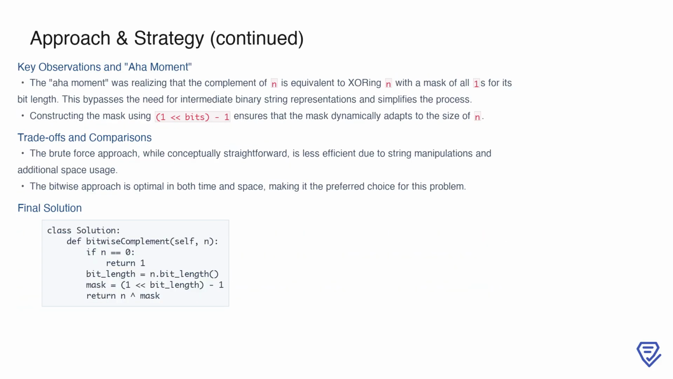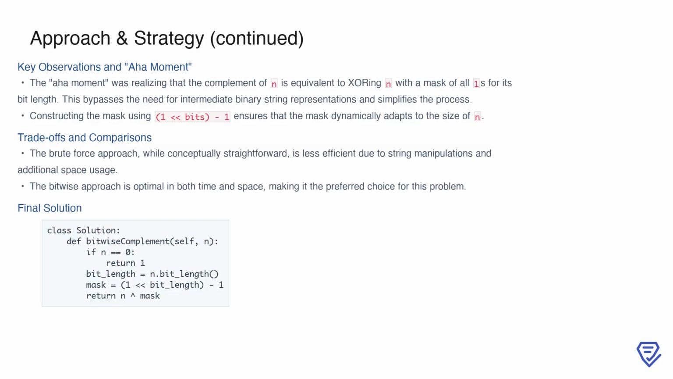The key insight, or aha moment, in solving this problem was recognizing that the bitwise complement of n can be calculated by XORing it with a mask of all 1s that matches the length of n's binary representation. This insight allowed us to bypass the need for intermediate string conversions, simplifying the process significantly. By constructing the mask using the formula 1 << bits - 1, we ensure that the mask automatically adapts to the size of n. This eliminates the need for manual handling of different bit lengths.